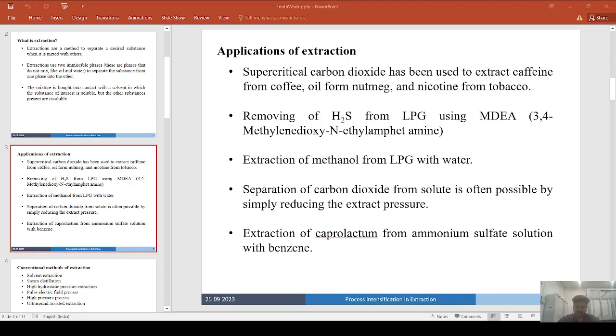Another example of application is the extraction of methyl acrylate from the organic solution with perchloroethylene. Another example is the extraction of benzyl alcohol from a salt solution with toluene.